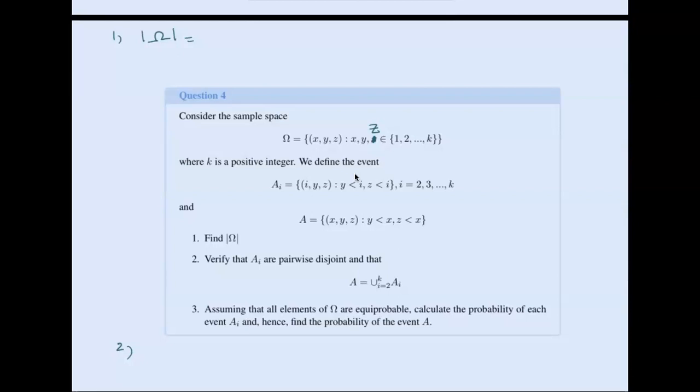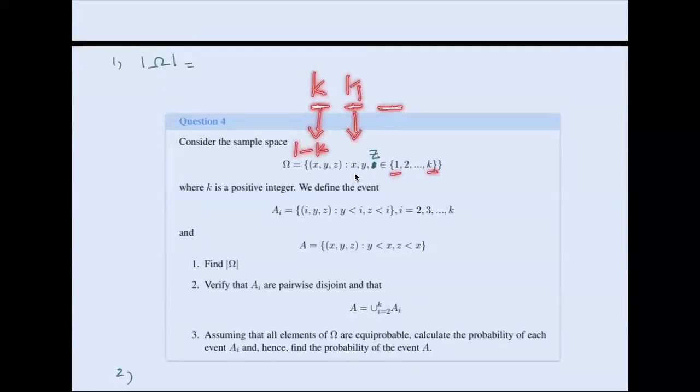Would it be k cubed? Yep, that sounds right. Because you have to count, I think about it as having 3 spots and you want to fill them in. How many different numbers can you get if each spot can be any number from 1 up to k? The first spot can be any number from 1 up to k, so there are k choices. Similarly, the second spot also has k choices, and so does the last one. So I have k to the power of 3 elements in total in the sample space.